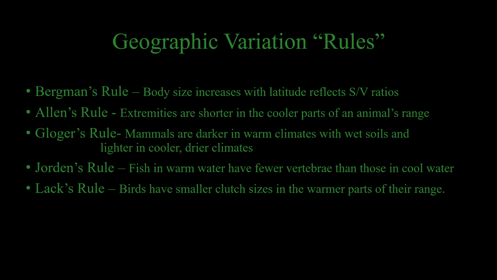And then David Lack's work on birds shows birds have smaller clutch sizes in the warmer parts of their range. And this is mostly migratory birds, the neotropical migrants that move from tropical South America up into North America or into the Patagonia region of South America. They tend to be seed eaters in the tropics, and they tend to be protein eaters when they migrate. And so when they migrate, for example, into the North Woods of North America, they eat insects. So part of this is a nutritional aspect.